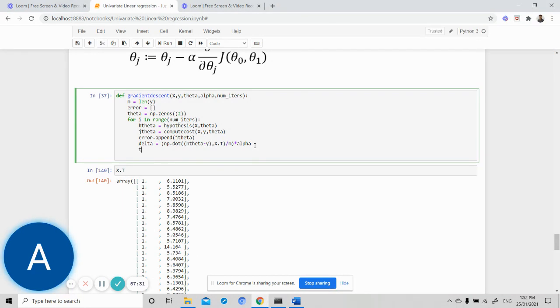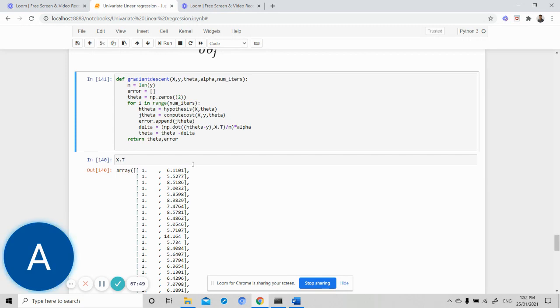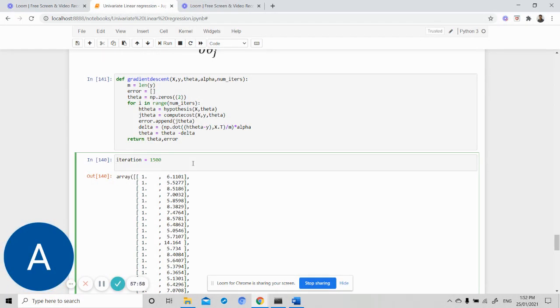Then finally we need to do theta equals theta minus delta. Okay, then I will return my theta and error. Suppose, just to check in how many iterations we are getting minimum error and optimal theta, let's say my alpha is 0.1. Okay, so theta comma error is this.